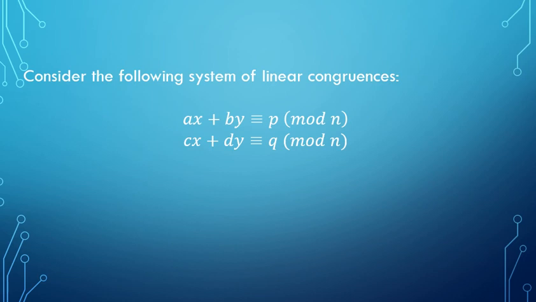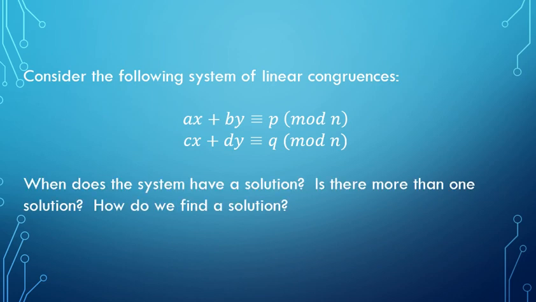So what these systems of linear congruences look like is just like what you see on your screen here. Something of the form ax plus by is congruent to p mod n, as well as cx plus dy is congruent to q mod n. And what we are going to look at with these is when does a system like this have a solution? Is there more than one distinct solution to a system of linear congruences? And then if we have a solution, how do we find it?